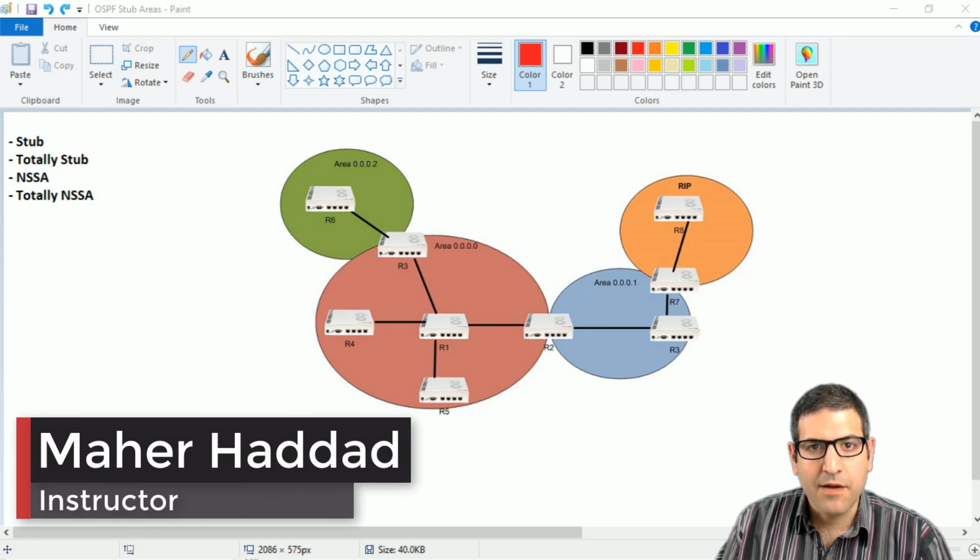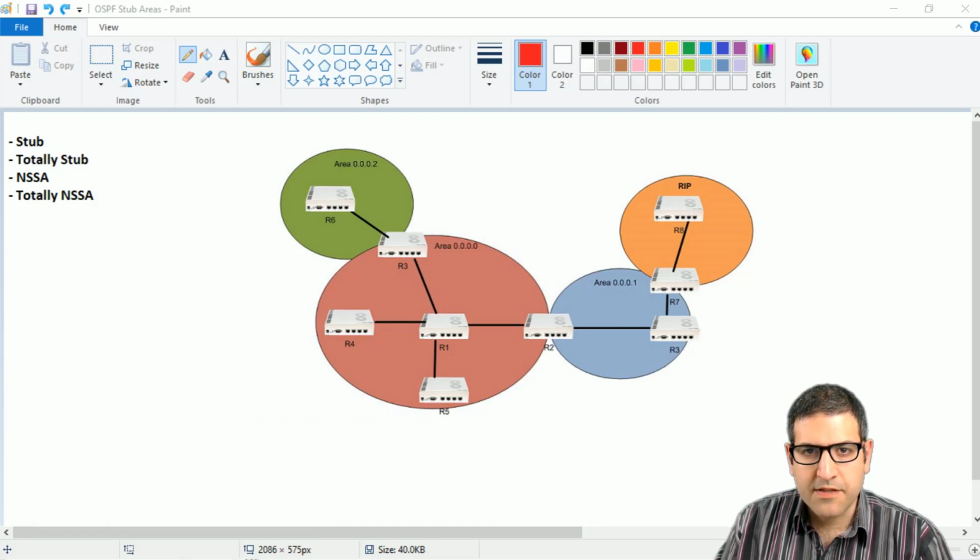In this lecture, I'm going to explain to you about the stub areas. This topic has a lot of confusion for many students. So what is a stub area in OSPF and why do we need to use them? And what are the different types of stub areas? In this lecture, I'm going to make it as simple as possible. I'm going to pass through all the stub areas in OSPF and explain each one by itself. And after I finish this lecture, I'm going to do some labs about the different types of stub areas we have in OSPF.